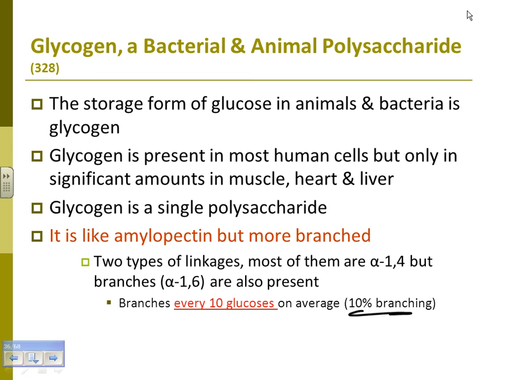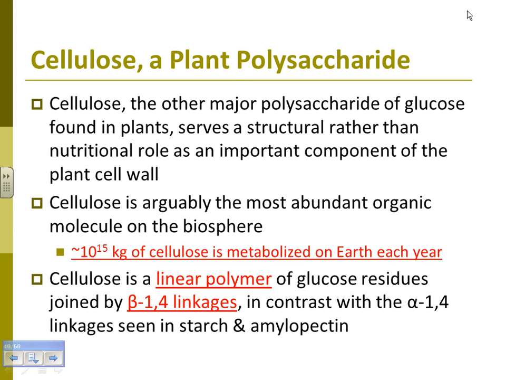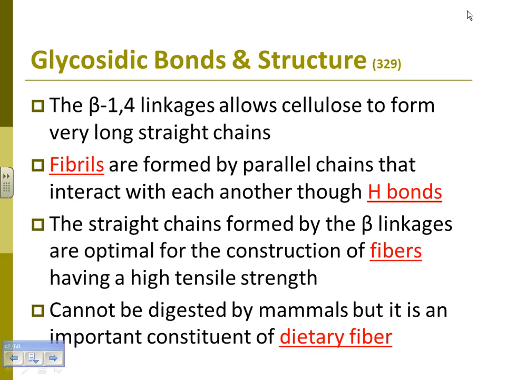Glycogen, 10% branched, 10% alpha-1,6, 90% alpha-1,4. Know about where it's found and what it's used for. It's just a bunch of glucoses in a row. Cellulose, most abundant compound in the world. That comes up sometimes. These are beta-1,4 linkages. We'll see a chart that summarizes all these for us too.